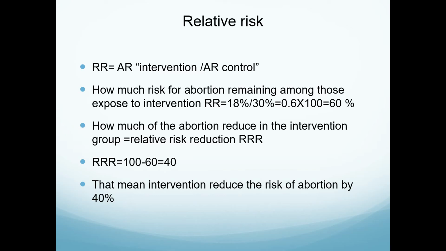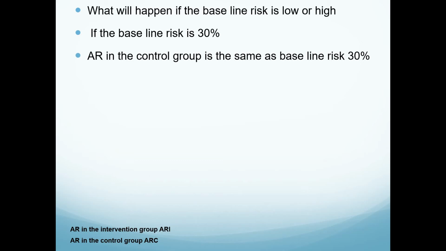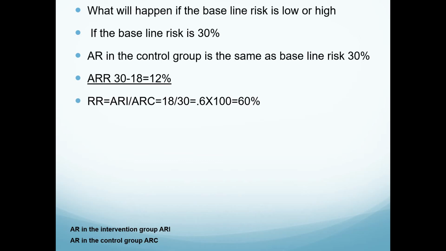Why is that important? You have to understand now. You understand now the relative risk, and we will see the next. So what will happen if the baseline is low or high? Assuming that the baseline is 30%, which is the absolute risk of the control group, it's the same as the baseline, which is equal to 30%. The absolute risk reduction will be 30 minus 18, which will be 12%.